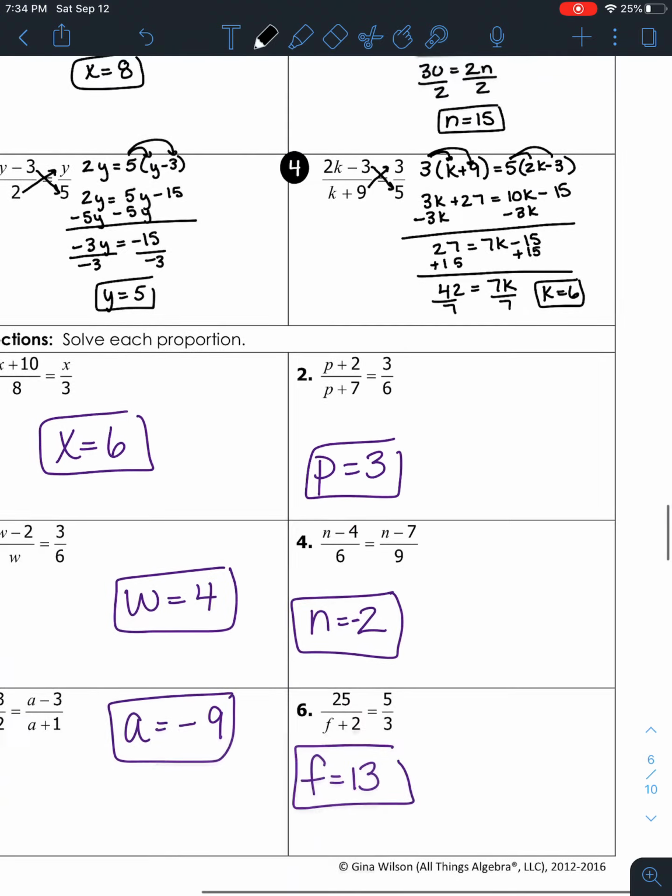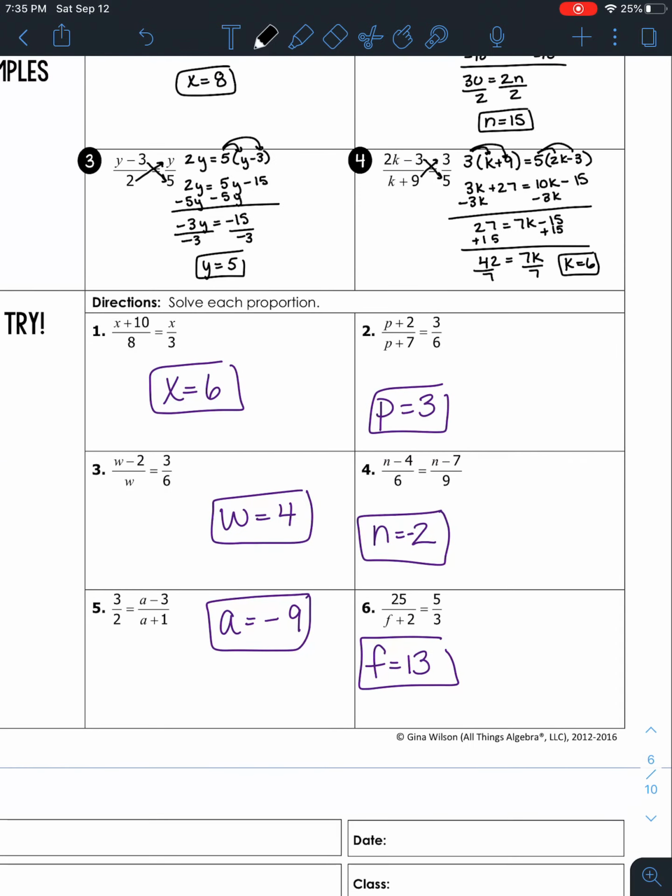Okay, I'm going to zoom out here. I've got the answers for the bottom 3. For number 1, it's x equals 6. 2, p equals 3. 3 is w equals 4. 4 is n equals negative 2. 5 is a equals negative 9. And 6, f equals 13.